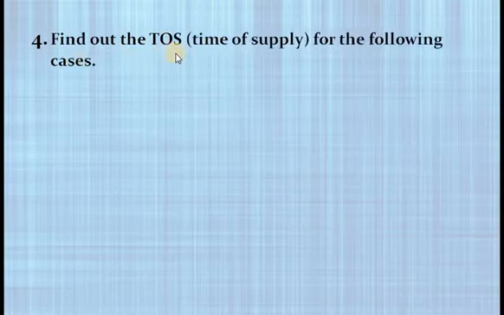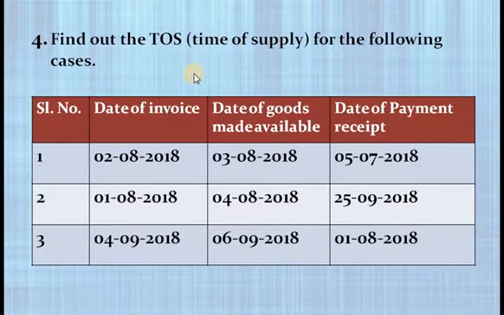And the next question is the 4th question. Find out the time of supply, TOS, for the following case. Here in this particular problem, date of invoice is 2/8, date of goods available 3/8, date of receipt of payment 5/7. Find out which is your time of supply. Same, second situation: 1/8, 4/8, 25/9. You need to find out the time of supply. 4/9, 6/9, 1/8. Which is considered as the time of supply? In the same tabular form I want you all to answer for these two questions.